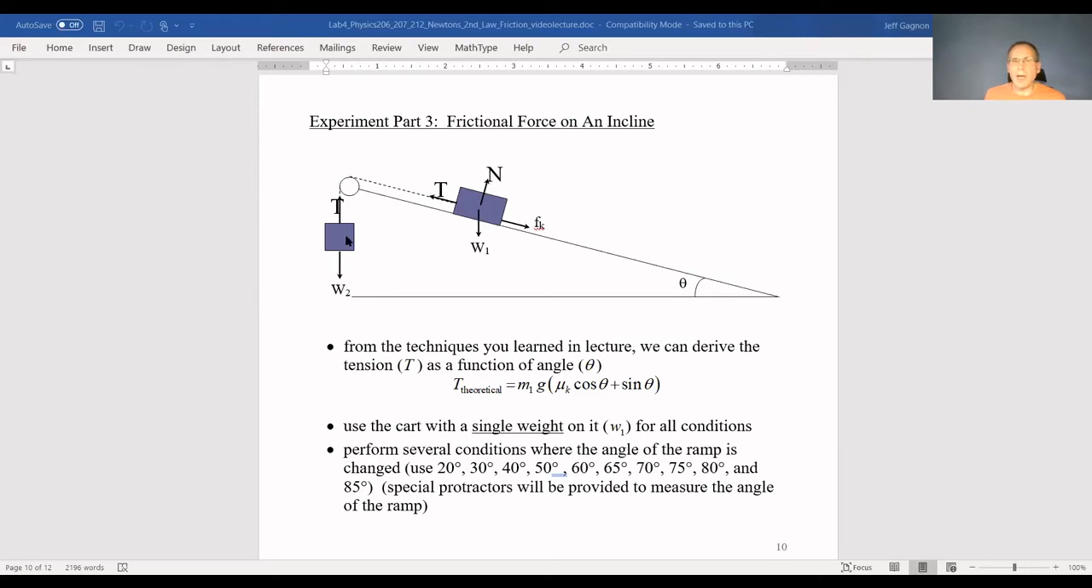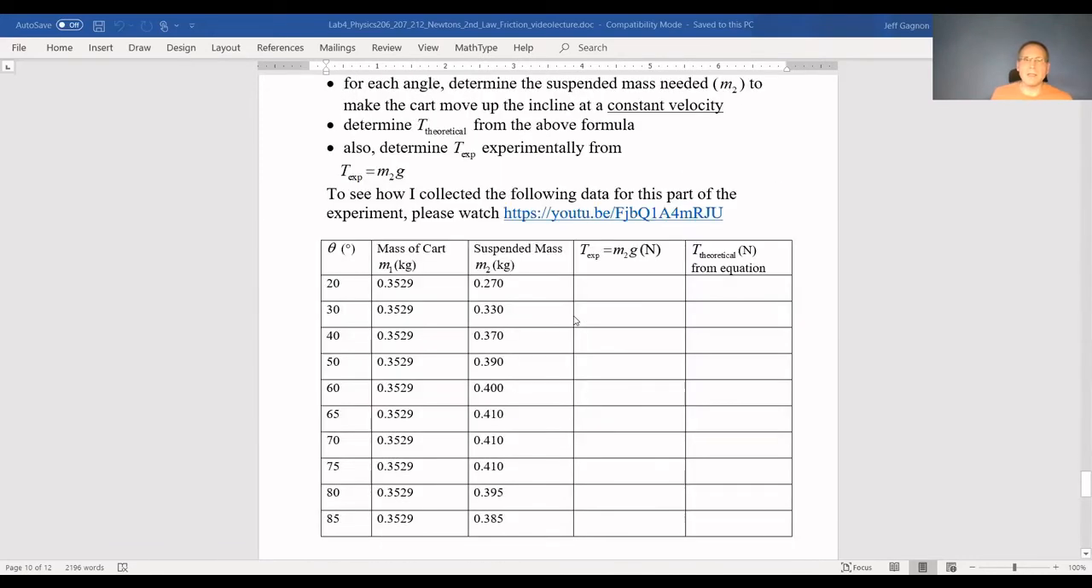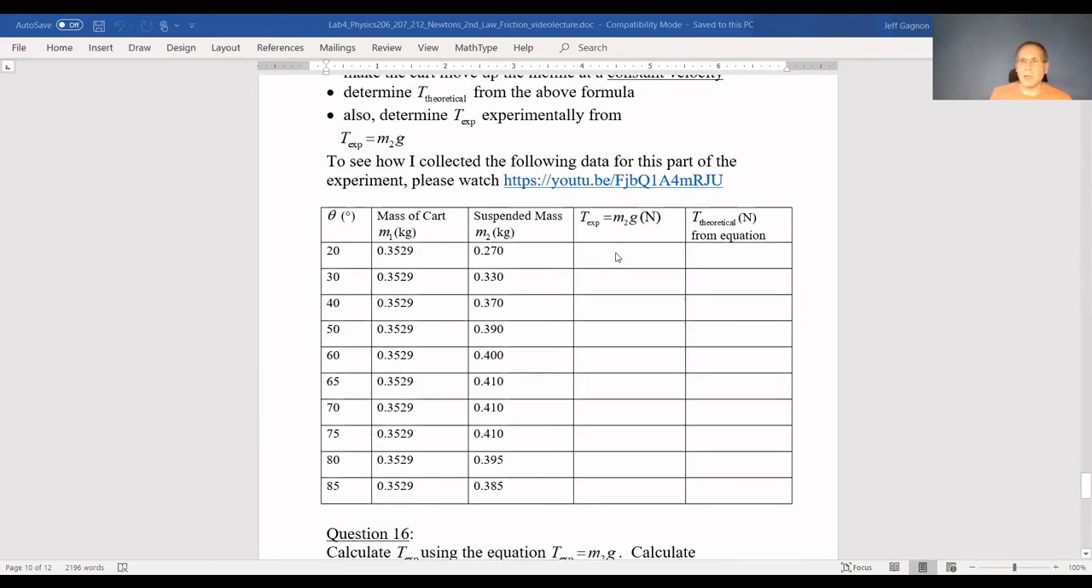So if I know what mass is on here in kilograms, I can just multiply by g, 9.8, and that gives me the weight, but that's the same as the tension. So that's how we find the experimental tension. In fact, that's in the table here. To get the experimental tension, these are all the masses I had to put on there so that it moved at a constant velocity. So you're simply going to multiply these by 9.8, and that will be the experimental tension.